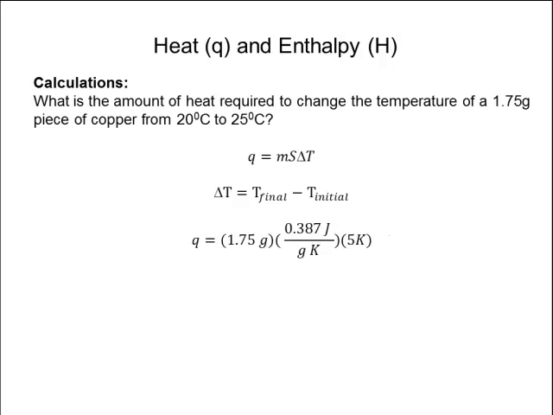We plug those in. So 1.75 grams times 0.387 joules per gram Kelvin times 5 Kelvin. Notice when my units cancel out, what units am I left with? Well, I'm left with joules. Carry out that calculation, I get 3.39 joules. So if I apply 3.39 joules to that copper, I will heat that copper from 20 degrees Celsius to 25 degrees Celsius. That's what this calculation is showing.